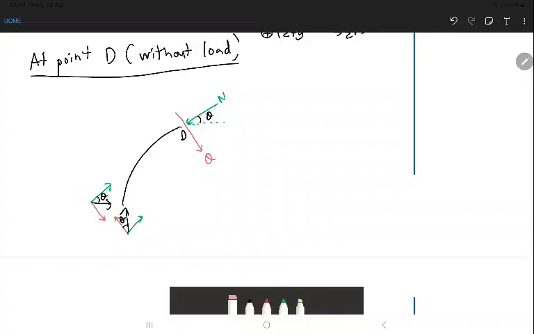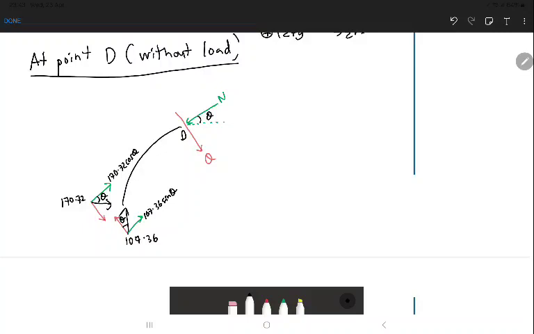So AY is 107.36. Okay, AX is 170.72. This one nearest theta, cos theta. This one far from theta, sin theta. So if you resolve, okay, how do you get theta?